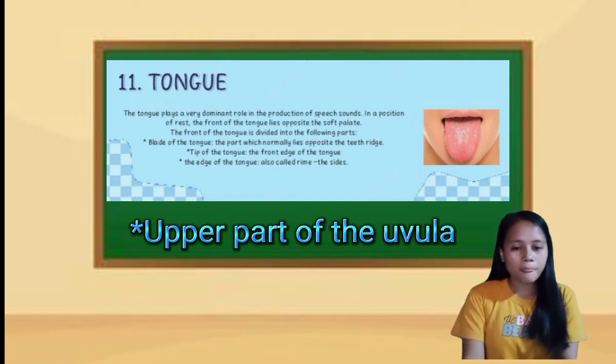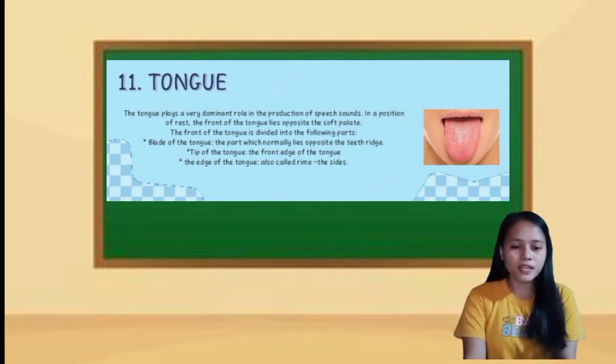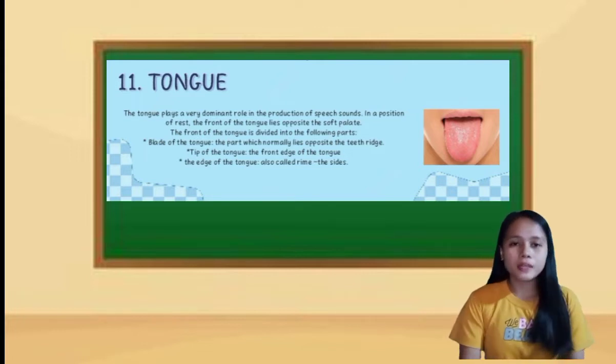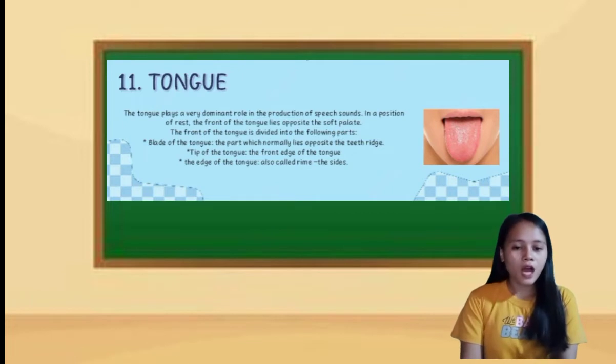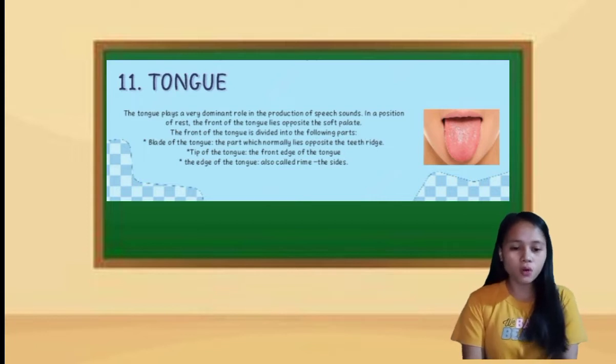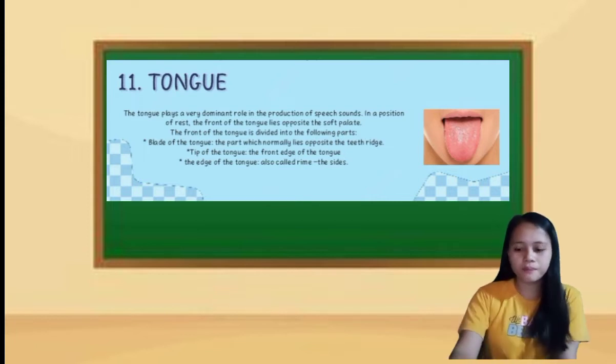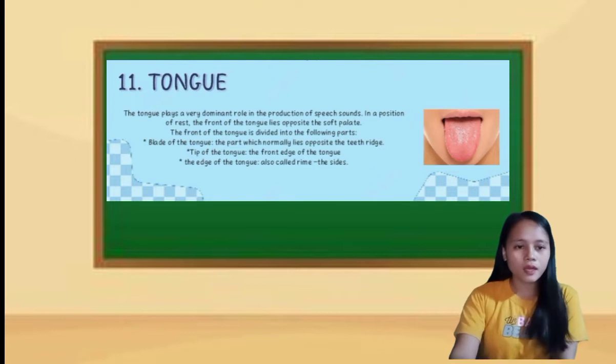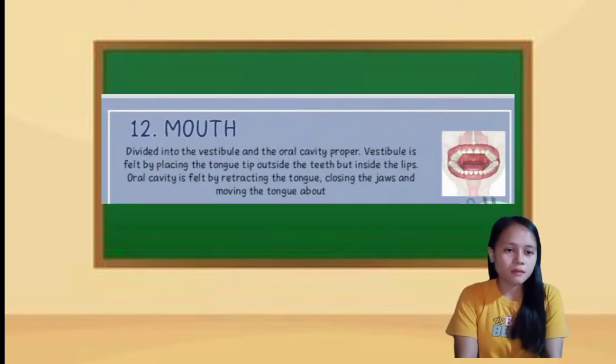Okay? And the front of the tongue is divided into the following parts: the blade of the tongue, the tip of the tongue, then the edge of the tongue, also called the rim or the sides. Okay, the next is mouth.